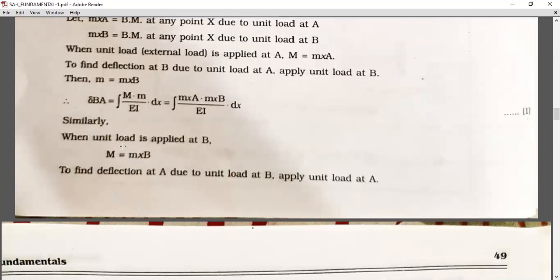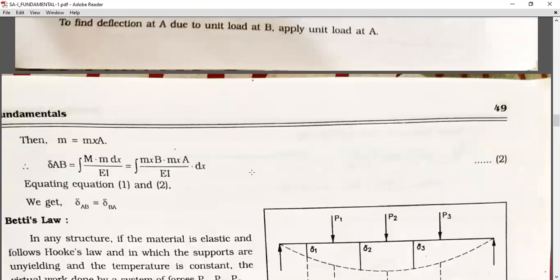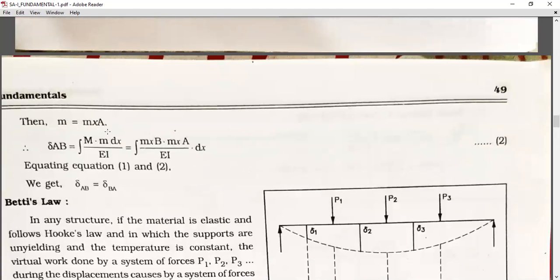Similarly, when unit load is applied at B, capital M is equal to Mxb. To find deflection at A due to unit load at B, apply unit load at A, then small m is equal to Mxa. Delta AB is equal to the integral of M m dx over EI. Put the values of capital M and small m. We get the equation delta AB is equal to delta BA.